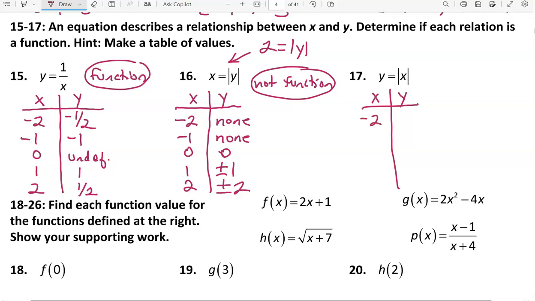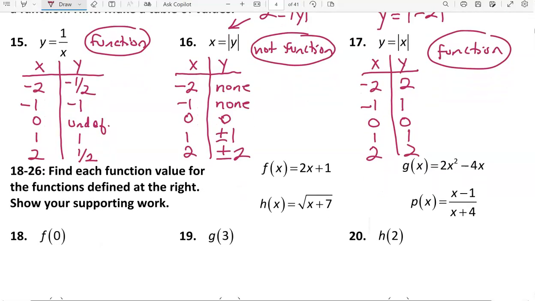When x is -2, then y is equal to the absolute value of -2, which is 2. When x is -1, y is 1. When x is 0, y is 0. When x is 1, y is 1. When x is 2, y is 2. Each x corresponds to only one y, so this one is a function.